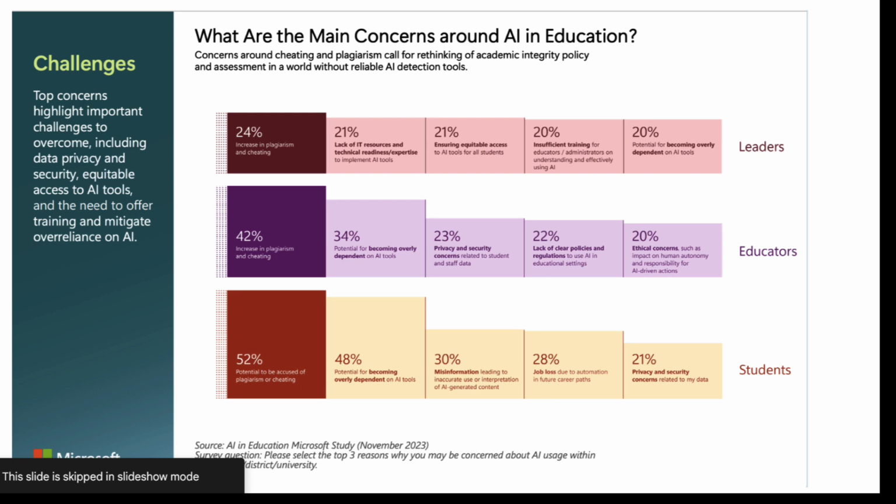There are studies, this is a Microsoft study about AI in education, that talk about people's main concerns, and this chart is divided by the people who are concerned: leaders, educators, and students. And you can see that they are concerned about a variety of things, among them plagiarism, lack of IT resources and technical expertise, ensuring equitable access, insufficient training, and becoming overly dependent on these tools.